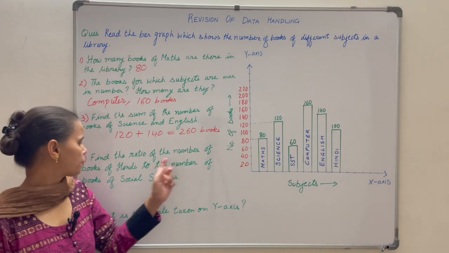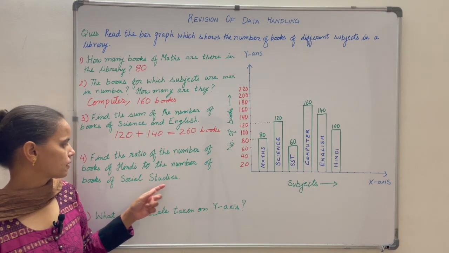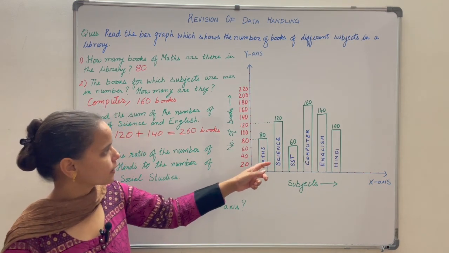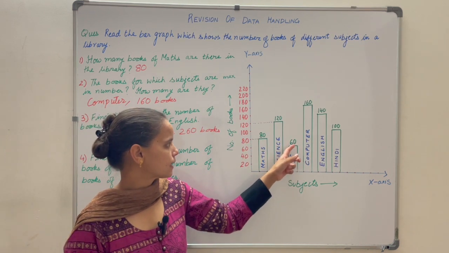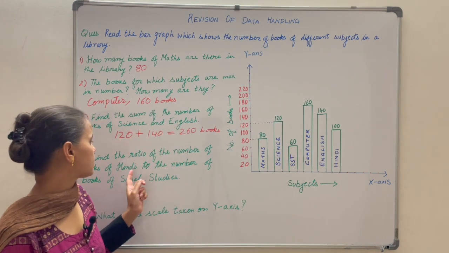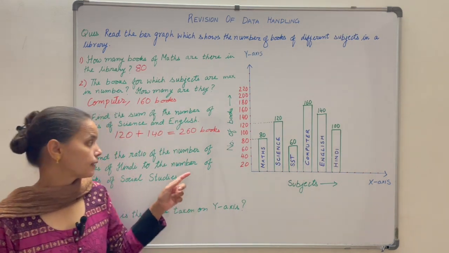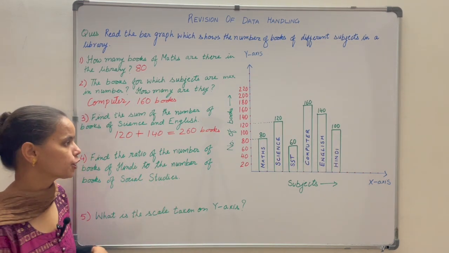Find the ratio of the number of books of Hindi to the number of books of social science. So you need to find out the ratio. So for Hindi, how many books are there? You can see it is 100. For social science, it is 60. So you need to find out the ratio. It says Hindi to the number of books of social science. That means Hindi will come in the numerator and social science will come in the denominator.